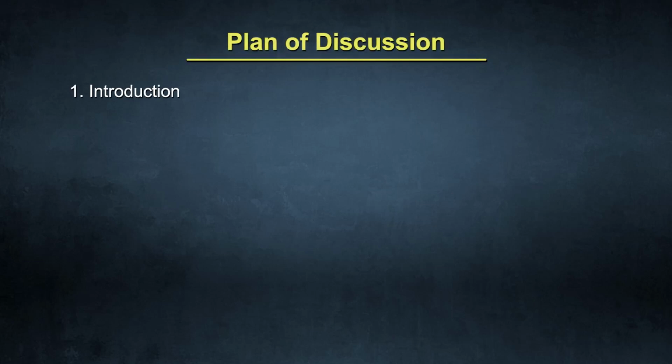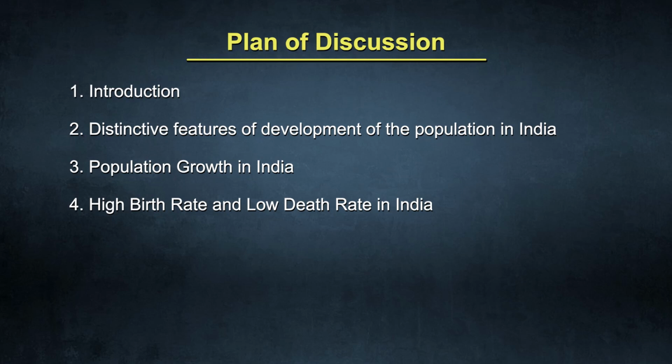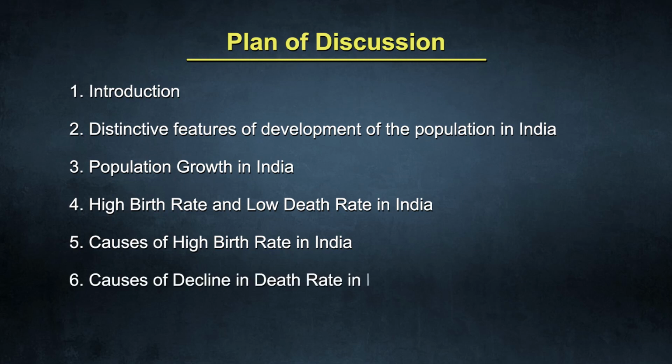The module consists of 7 sections. Section 1 introduces the theme, whereas Section 2 deals with the distinctive features of development of population in India, and Section 3 presents the trend of population in our country as well as the growth of population in our country, and Section 4 presents the death rate as well as birth rate in our country, whereas Section 5 explains the causes of high birth rate in India, and Section 6 explains the causes of decline in death rate in our country, and finally Section 7 makes concluding remarks.